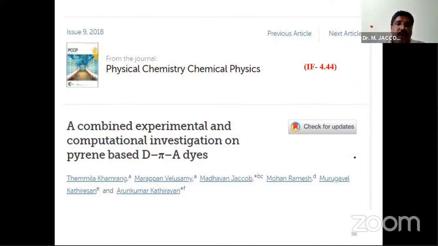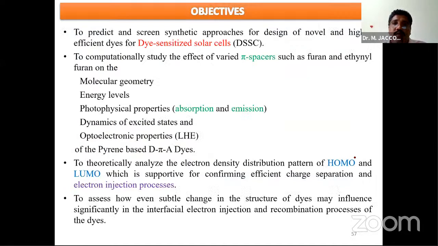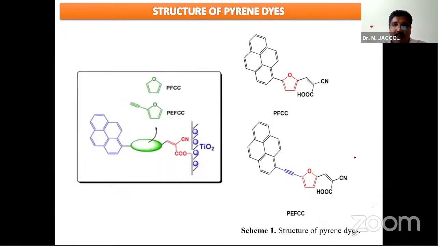This is the one where pyrene-based D-pi-A dyes, that is a donor-pi-acceptor dyes, where we try to compute molecular geometry by supporting experimental observation in the absence of X-ray geometry. And the energy level, they have computed HOMO-LUMO energy, but we also computed energy levels, photophysical properties, especially absorption and emission, and then there are properties related to light harvesting efficiency.